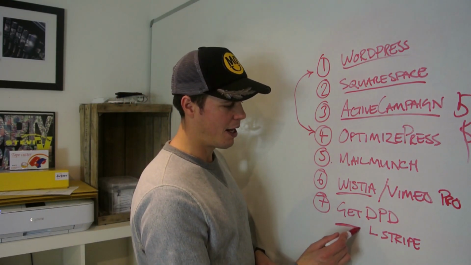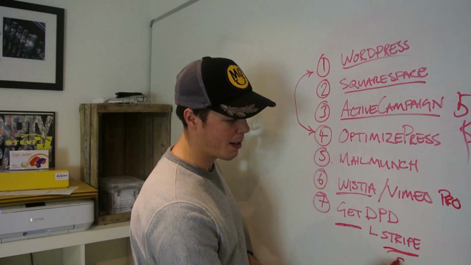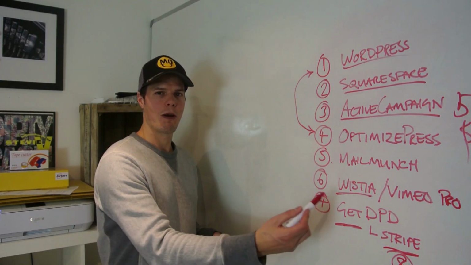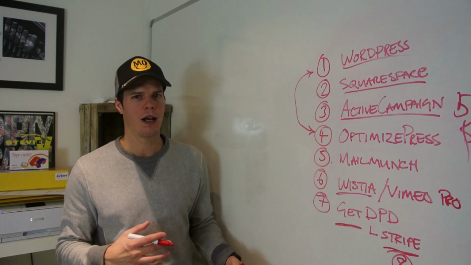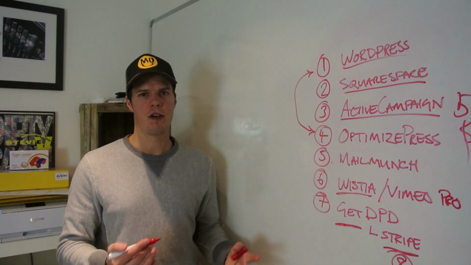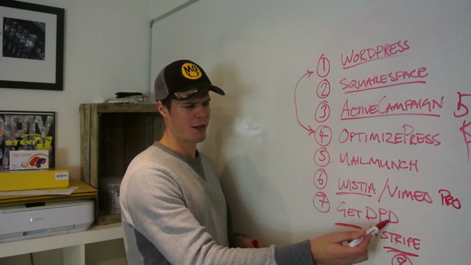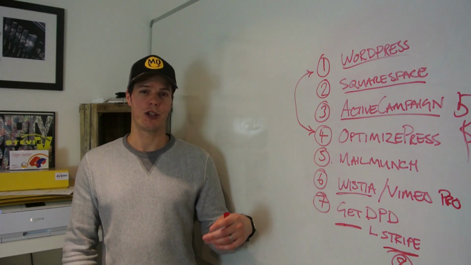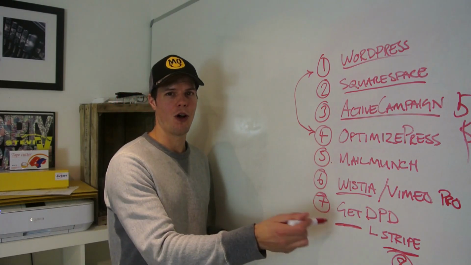And for taking payments, the last one is GetDPD. You do want to have a Stripe account. That could be number eight tool, but a Stripe account allows you to take payments online. It works with hundreds and hundreds of different shopping cart services, subscription services, and all that kind of stuff. GetDPD, Get Digital Product Delivery, I think it is, allows you to sell digital products and physical products. Basically it allows you to take payments online.